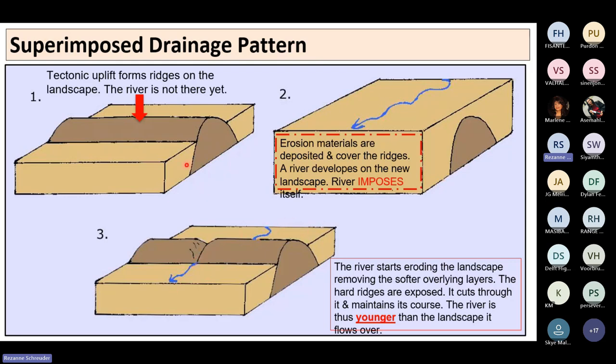Even though it looks exactly the same, that the river's carved through it, just remember that this was there. Then the eroded material came, and then this river from diagram two started to erode through the softer rock and ultimately eroded through the harder rock. So this river was not there when the tectonic uplift formed those ridges. And in diagram three, it superimposed itself on the landscape.